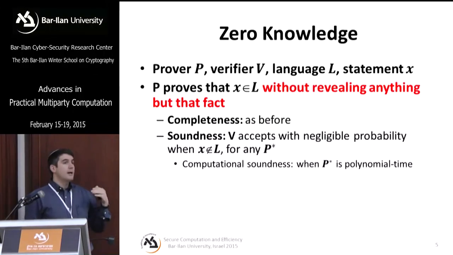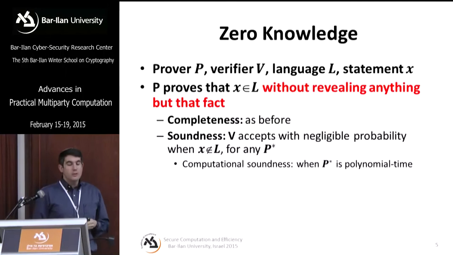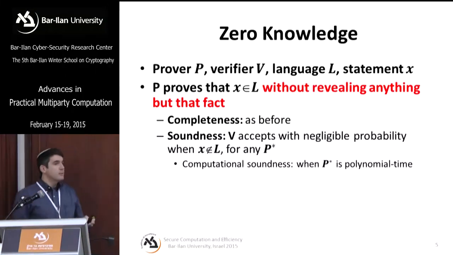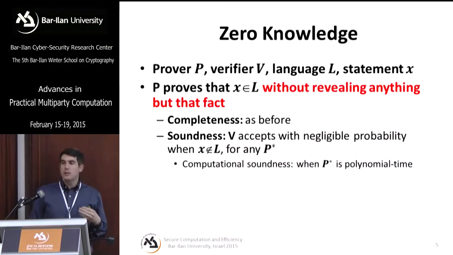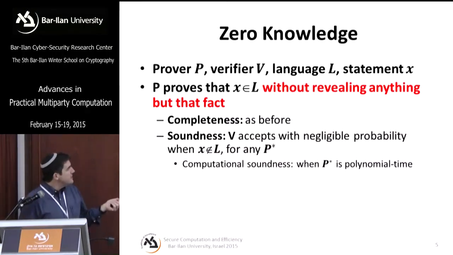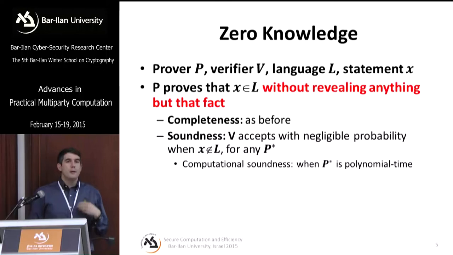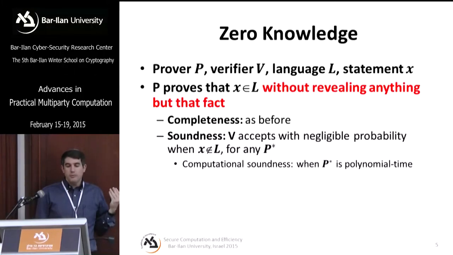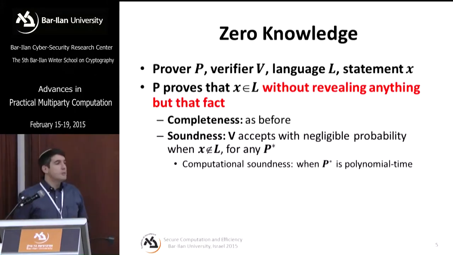So we're going to require completeness just like beforehand, because it's a proof system. We're also going to require soundness just like before, because it's a proof system. So we want to make sure that no cheating prover, which we denote with P star, will be able to successfully convince an honest verifier that X is indeed in the language if it's not. So for every X not in the language, and for every possibly cheating prover, the verifier should reject.